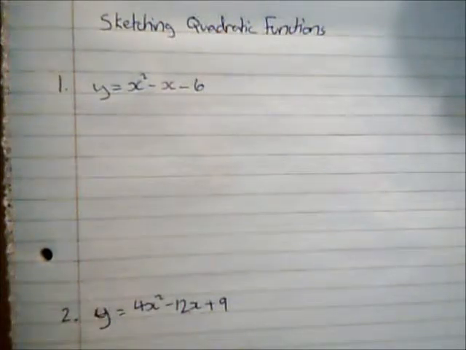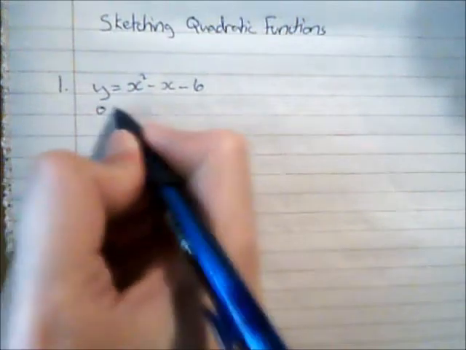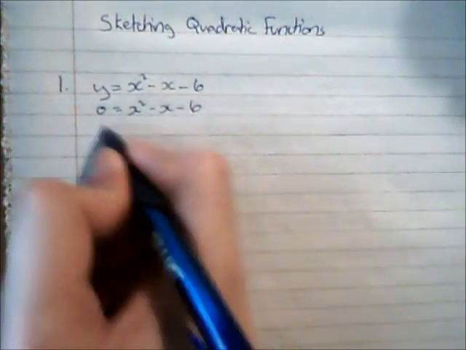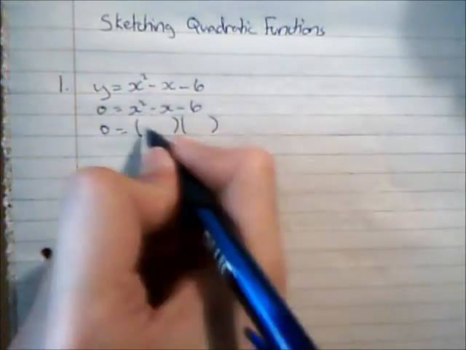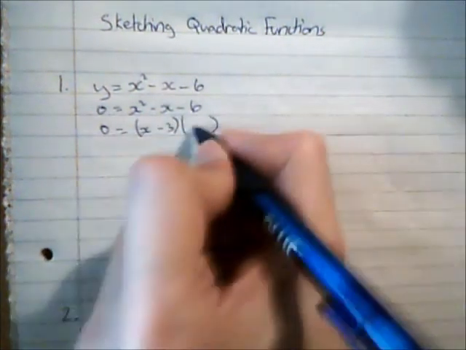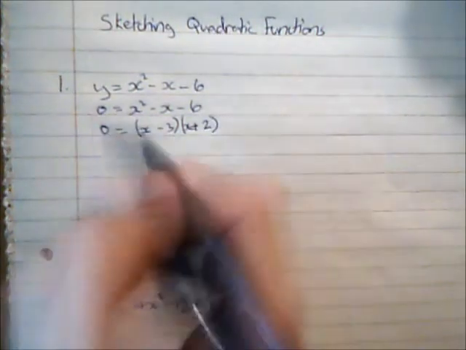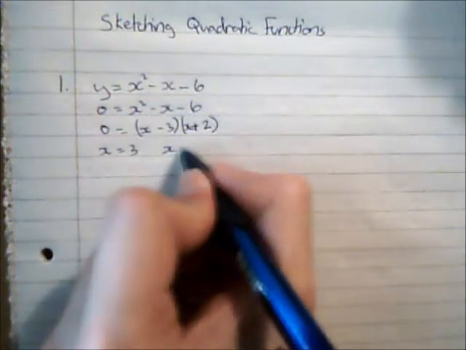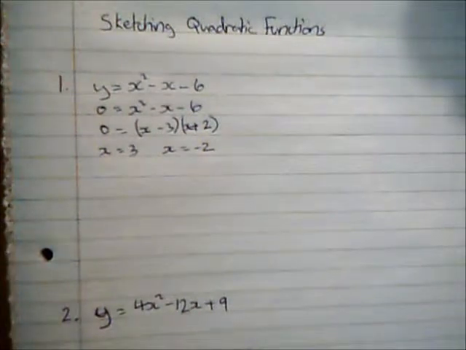Now to find the x-intercepts, that's going to be where y is 0. So 0 equals x squared minus x minus 6. So I'm going to factorise this, and this is using double bracket factorising. And I'm going to get my solutions. x is 3 and x is negative 2. So these are the x-axis intercepts.